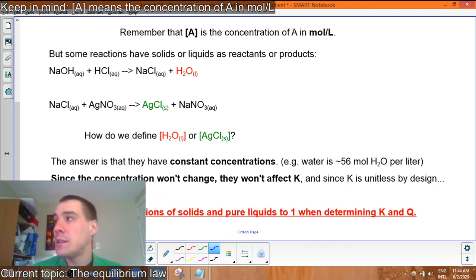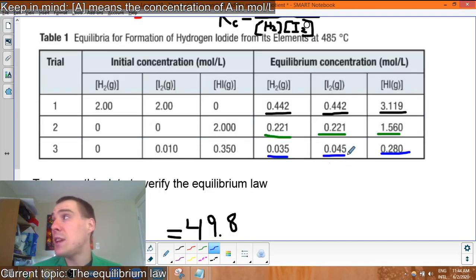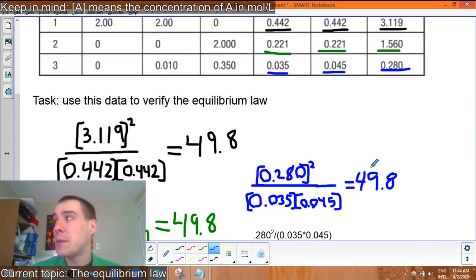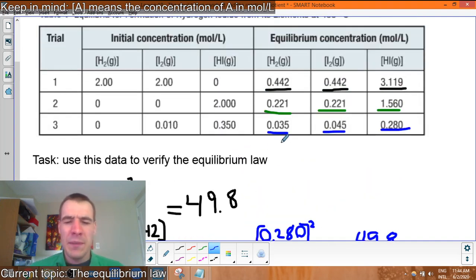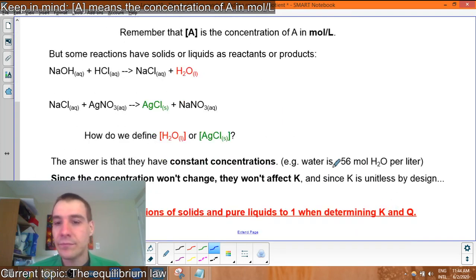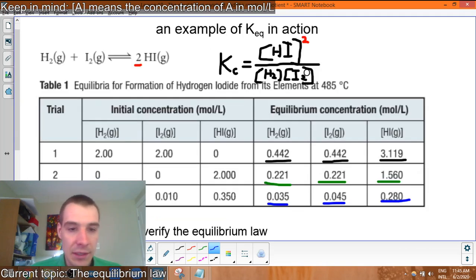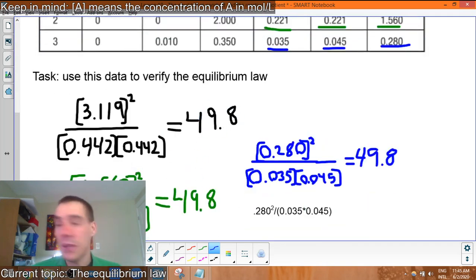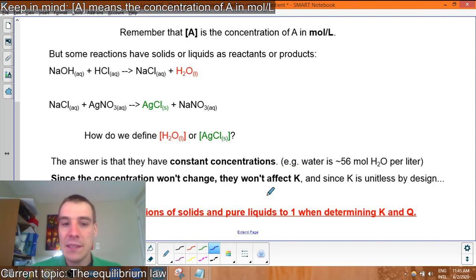But the point of equilibrium is that changes to these values will come out to the same number every time. But solid and liquid concentrations don't change. Water is always going to be 56 moles per liter. So because their concentration doesn't change, they don't affect K. And K is unitless. It doesn't matter what unit we put it in. There's no moles per liter or anything. It's just 49.8. So what happens is we fold the constant concentrations into the value of K rather than having them in that square bracket area.